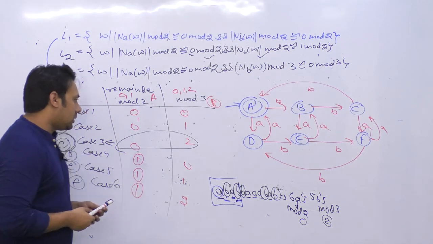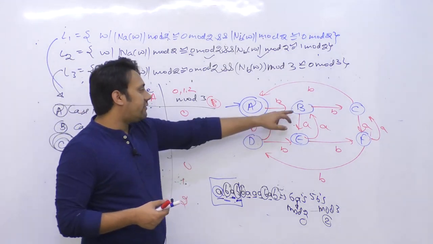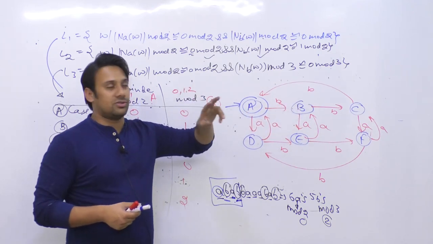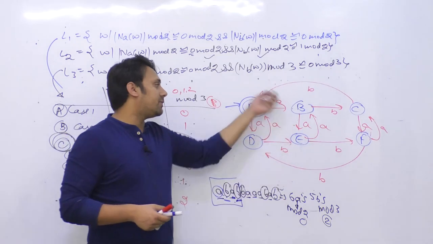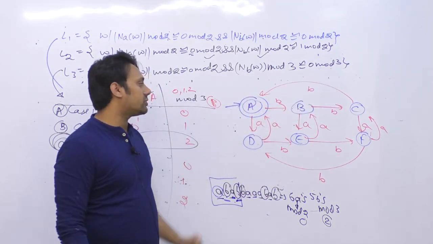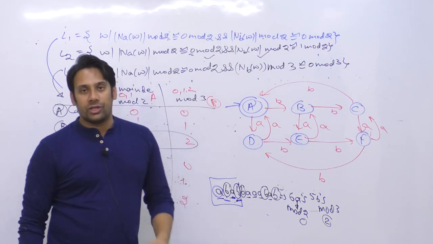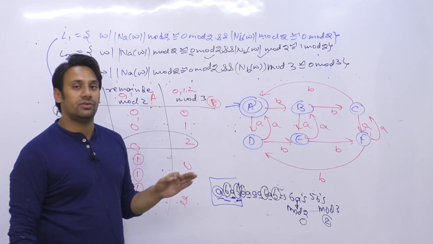So why was that previous diagram wrong? Because if I was at a state B, I had two choices for the same symbol. At state B in the previous diagram, I created it such that I could go to state C as well as to state A. That was wrong. In a deterministic finite automata, you'll always have exactly one choice at every state for every symbol.